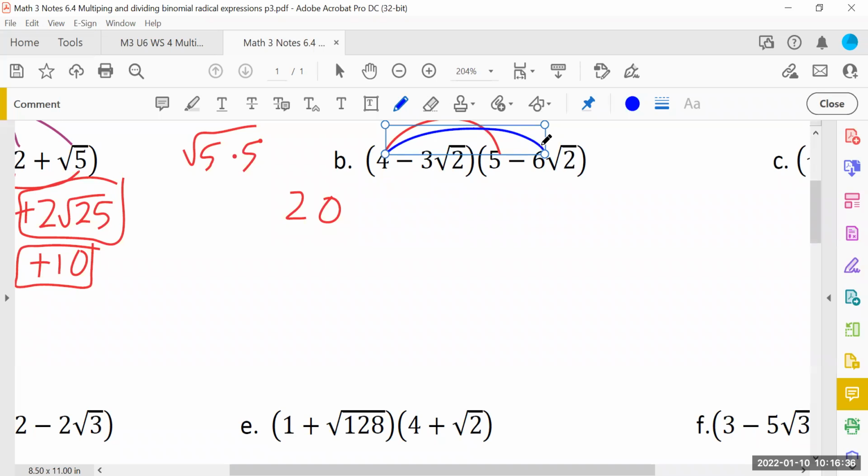4 times -6 root 2, right? The 4 and the 6 get multiplied together. 4 times 6 is -24. And then we still have the square root of 2 in there. The 4 and the 6 are outside. They get multiplied together. 2 stays on the inside.